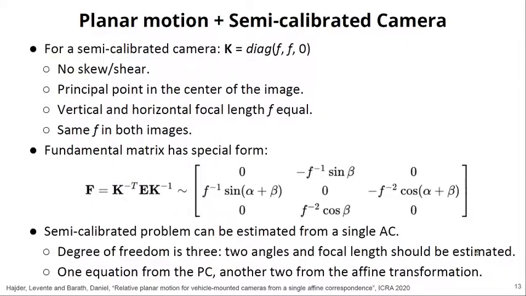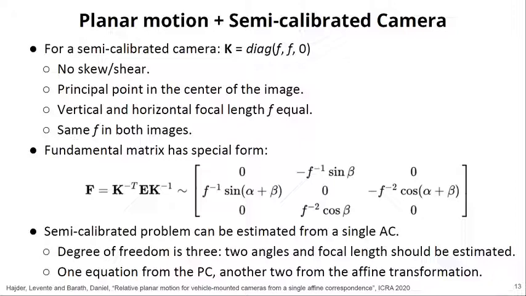The semi-calibrated case is considered here. A camera is semi-calibrated if its principal point is known, it is in the origin of the coordinate system in the image space. Moreover, the shear must be 0 for the camera, and the horizontal and vertical focal length should be equal. Focal length is the only unknown intrinsic parameter of the camera. For the proposed method, the first and second focal lengths should be the same.